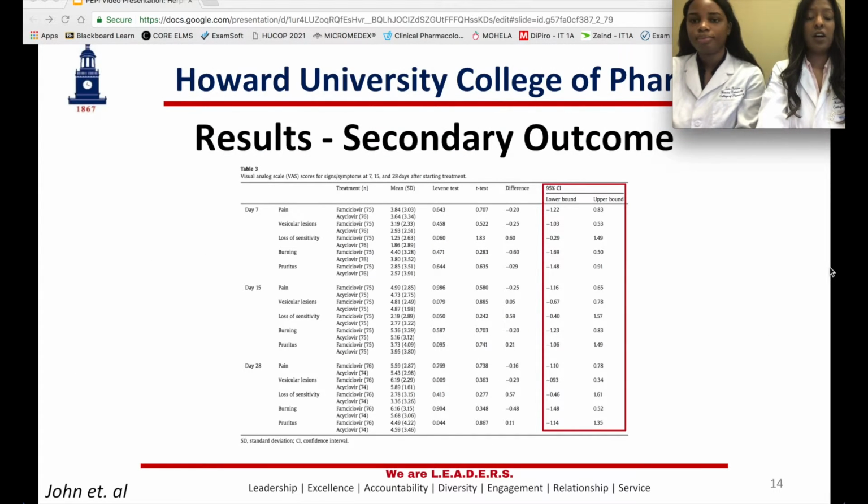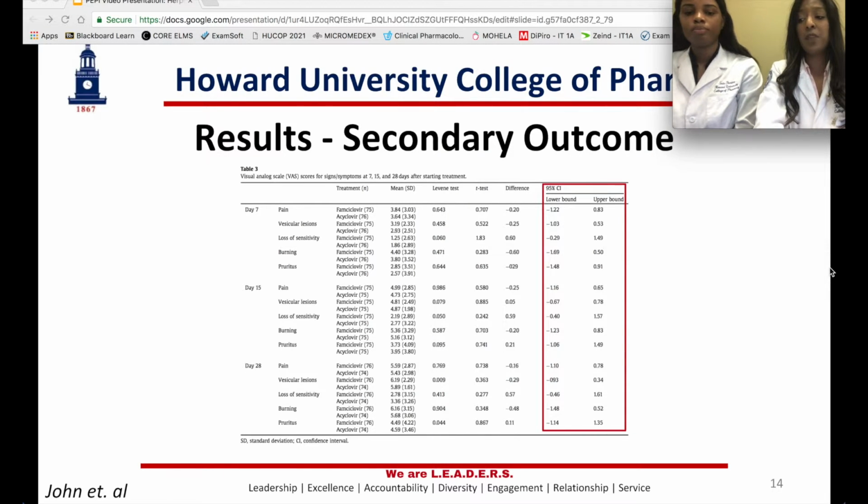So here we have more results from another secondary outcome, and this included the VAS scores of signs and symptoms at day 7, 15, and 28. A Levene's test and a t-test were done to compare these scores at each of the follow-up periods, with the inclusion of 0 in the 95% confidence interval in the red square outline showing that these results were not statistically significant, and that goes throughout all of the scores found over the study period.